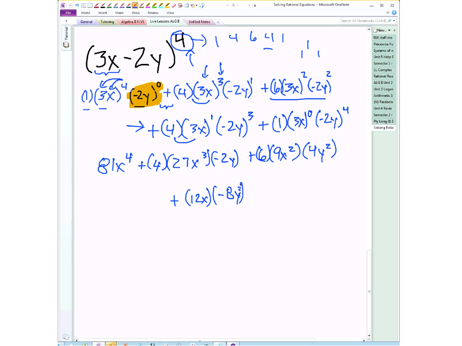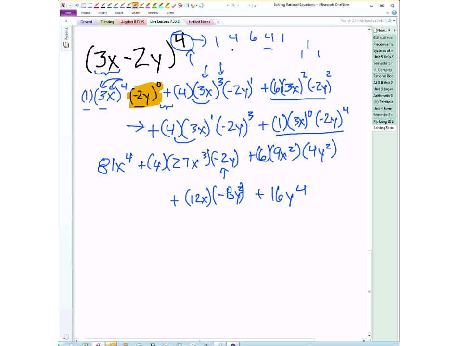So 12x, and that came out to negative 8y cubed. And then you'll have a negative 2y right here, but it's going to be multiplied. When we multiply it out, there's not going to be a negative 2y anywhere. All right, so now we're down to our very last one right here, which is 1 times 3x to the 0. That means 1 times 1. So really I'm only dealing with the negative 2y to the 4th, and then 2 to the 4th is 16, right?